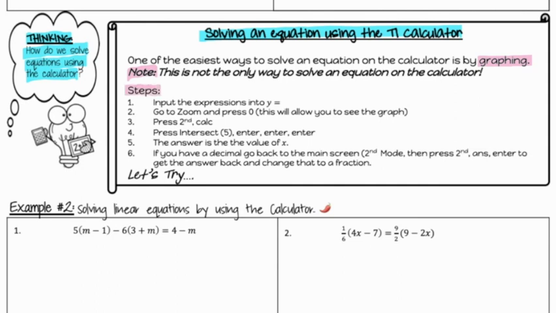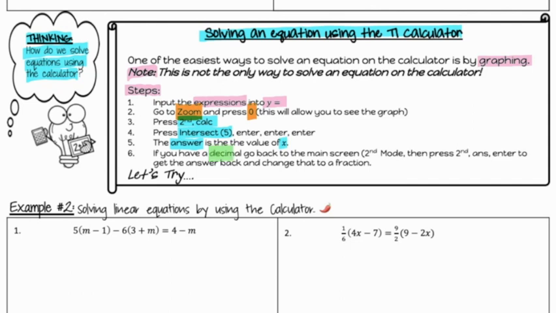Steps. What you're going to do using my graphing method is you're going to input the expressions into y equals. Then you're going to go to zoom 0. This is going to help the graph fit on your calculator. We might need to adjust that just slightly sometimes. The third step is you're going to press second calc, because we're going to want to calculate the answer, and you're going to press intersect, which is number 5, enter, enter, enter 3 times. The answer obviously is the value of x. So the x equals is what you're going to be looking for.